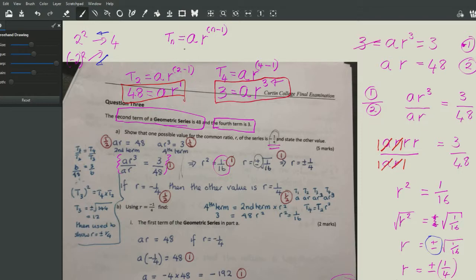The nth term of a geometric series is the initial value times r to the power of n minus 1.